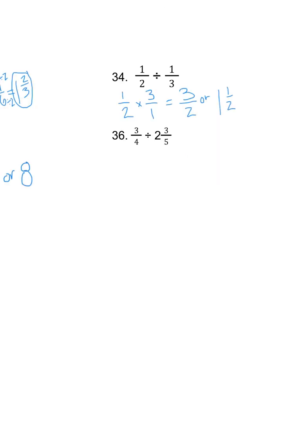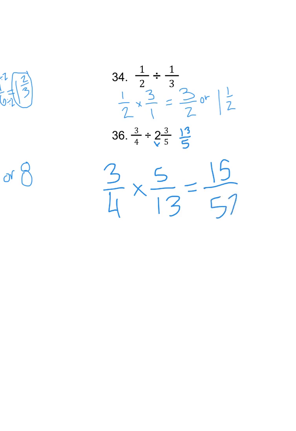And the very last one, you made it. We're going to have 3/4. Oh, but then we have a mixed number here. So we have to do 5 times 2 is 10, plus 3 is going to be 13 over 5 as the improper fraction. But then we have to multiply by the reciprocal of that. So it's going to end up being 5 over 13. And we are going to get 15 over 52. And that is the simplest form already. And that is it.